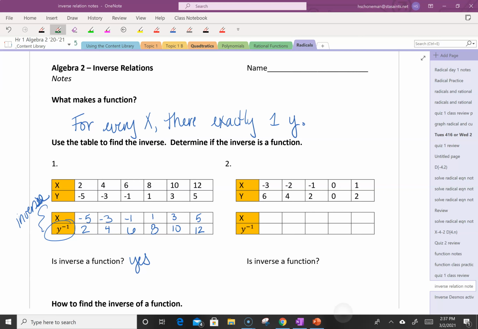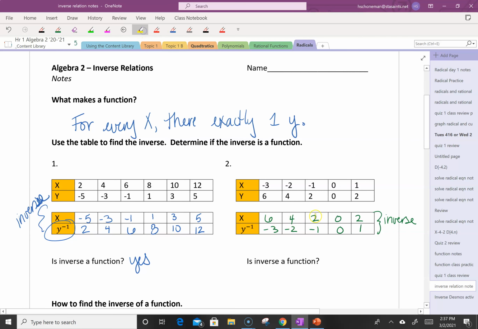So step 1 is to flip the x and the y. So this is going to be 6 and -3, 4 and -2, so forth and so on. Okay, so this right here is the inverse. We found it. Now we need to see if that particular inverse happens to be a function. Well, how do we know that? So we're going to look at the x's.